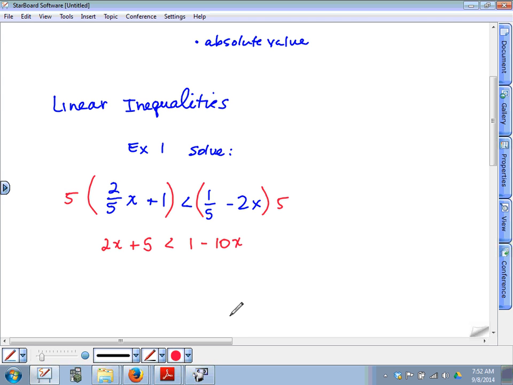Get the variables on one side, the constants on the other. So I'm going to add 10x, subtract 5, so we have 12x. Now, do I have to flip the sign here? When do I have to flip the sign around? When you multiply or divide by a negative, not when you're subtracting or adding.